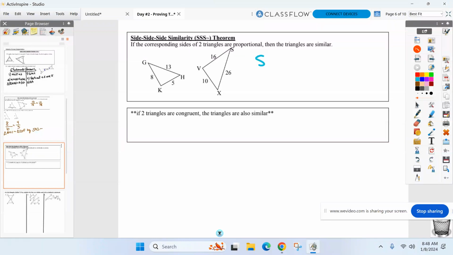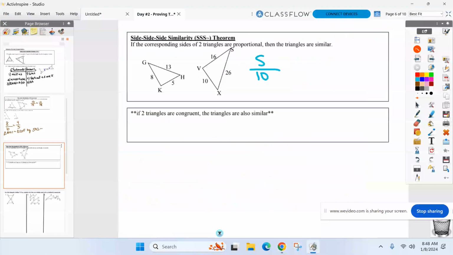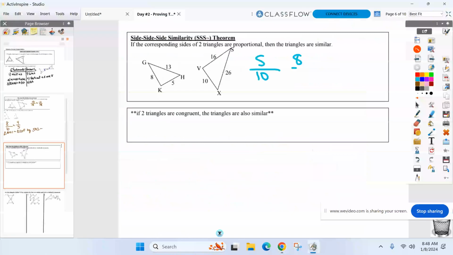I start with one side of a triangle, so I'll start with 5. What does 5 match up with in the other triangle then? Lily, 10. So does 5 over 10. Keep going. Let me go 8. What's 8 match up with in the other triangle? Alyssa? 8 over 16. It's side, side, side. You have to test all 3. All 3 have to come out to be the same. 13 over 26. If you want to use side, side, side, it's got to be all 3, not 2 out of 3. That doesn't make you a winner.